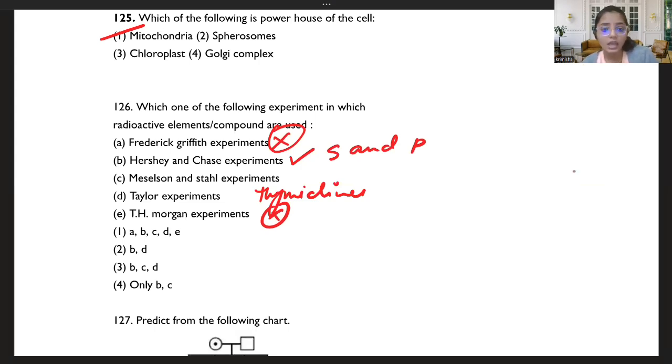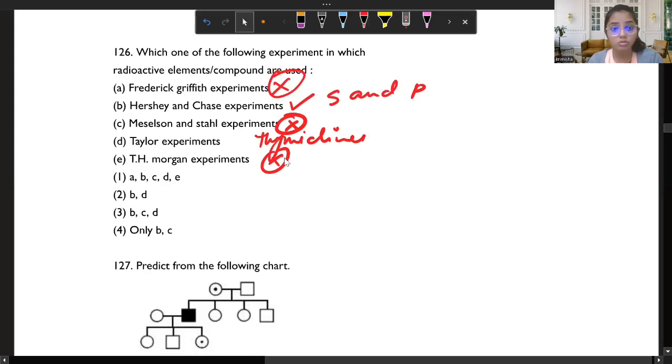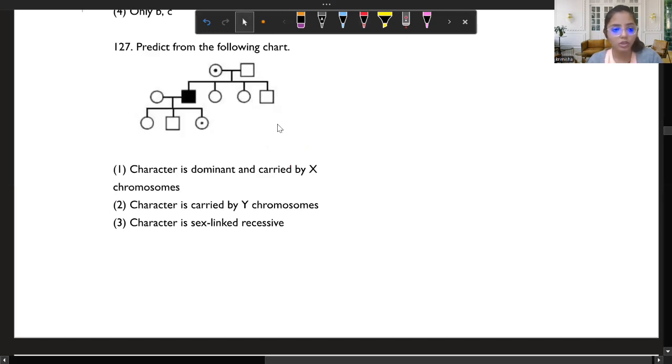Meselson and Stahl used nitrogen 15 for their experiment, and nitrogen 15, my friends, is heavier than nitrogen 14, but it is not radioactive. So option 3 also goes to the wrong option. So the answer would be option B and option D, which is the second option.